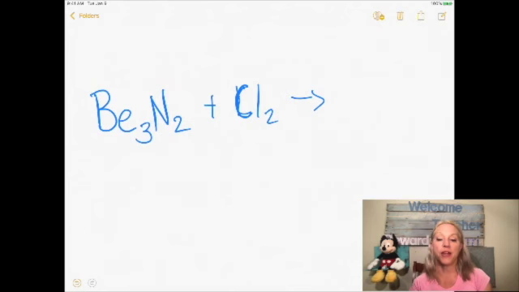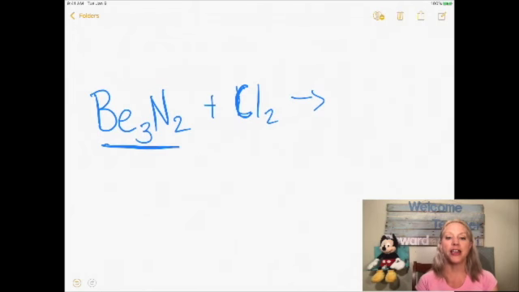Here we'll look at an example of single replacement where the charges are different on the compound. So we have beryllium nitride. In this case, we can look to the periodic table, and we have to remember that the numbers below do not represent the charges, but the number of atoms needed to neutralize the compound. In this case, beryllium has a +2 charge and nitrogen has a -3 charge.